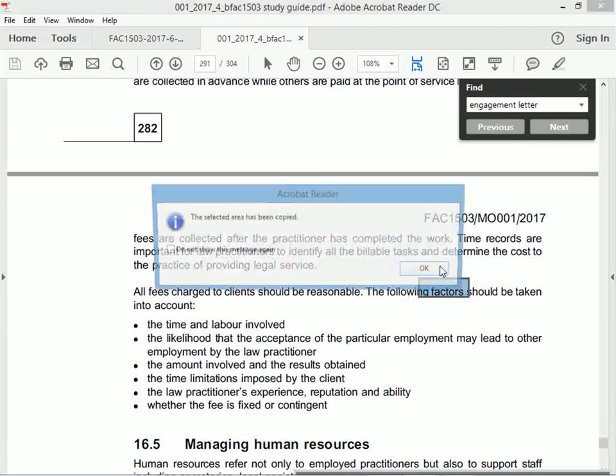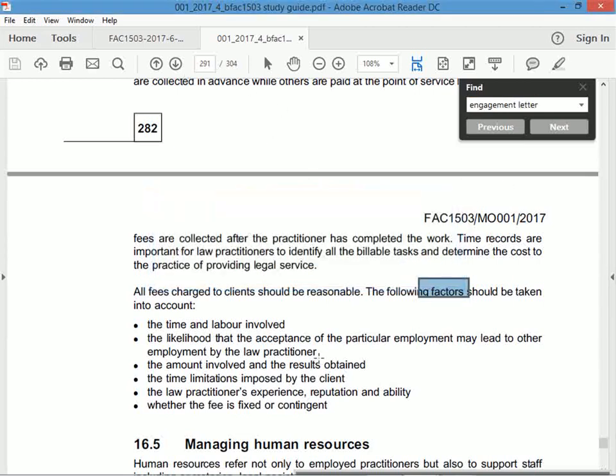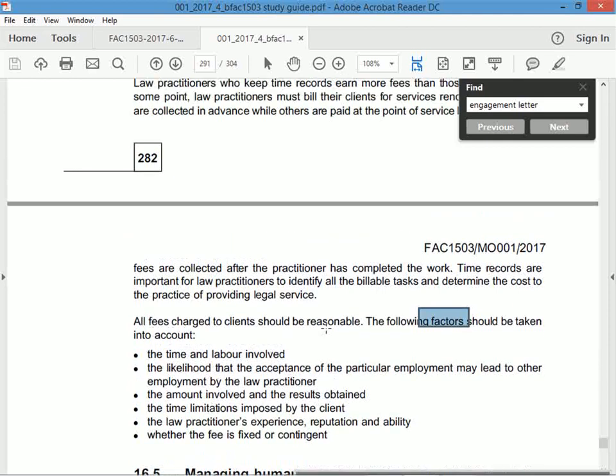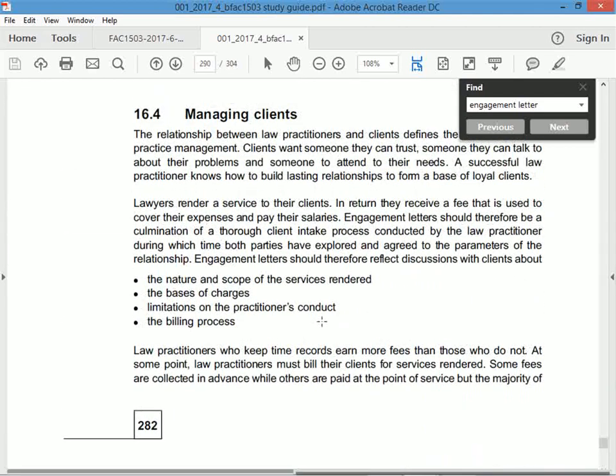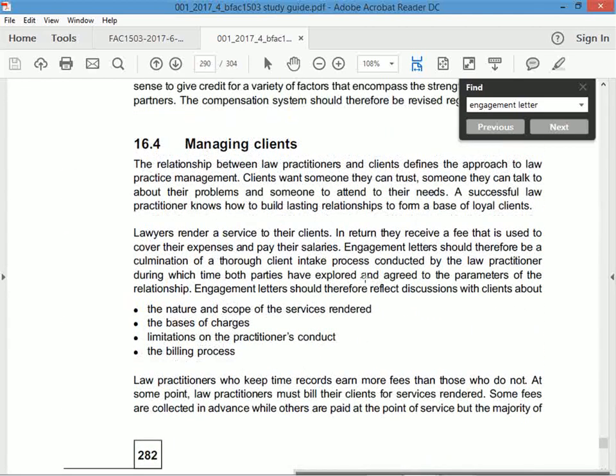Factors should be taken into account when charging fees to the client. The experience, the law practitioner's experience, reputation, and ability. Okay, personally, I would think that you would have to identify that as well in the engagement letter, because they need to know who you are and what you can do. But it's not specifically outlined here, so I don't think that they would be choosing it as an option.